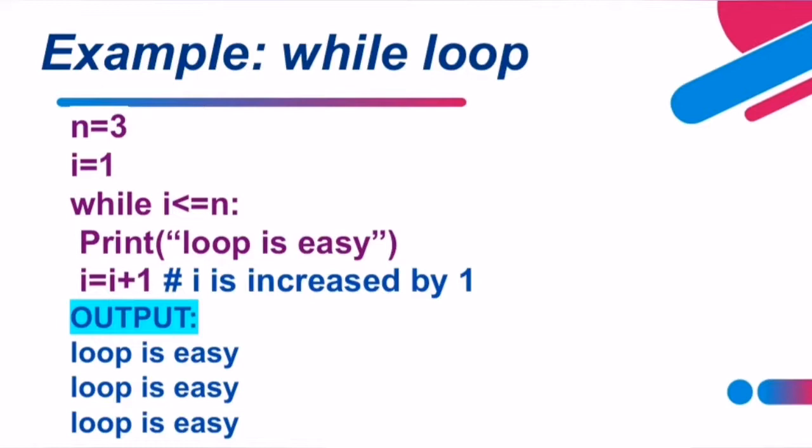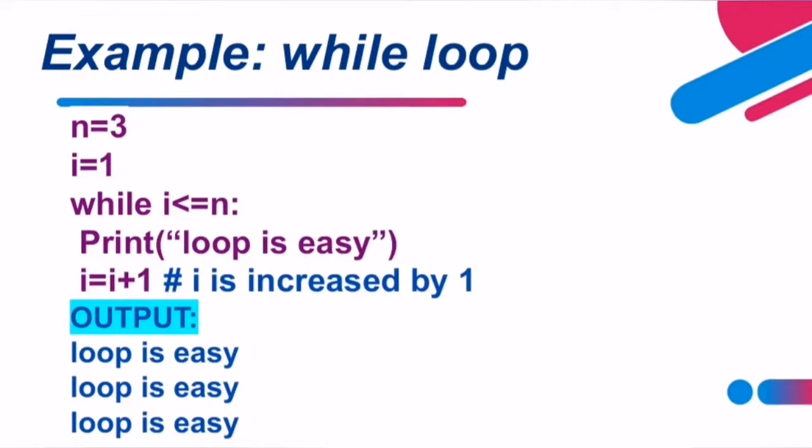In the second iteration you can see the value of n remains 3 and the value of i has incremented from 1 to 2, and then it will check i less than or equal to n. Yes, in the second iteration it is true. Then it prints "loop is easy", and i is increased to 3. In the third iteration the Boolean expression is true, so it prints "loop is easy" again and i is increased to 4.